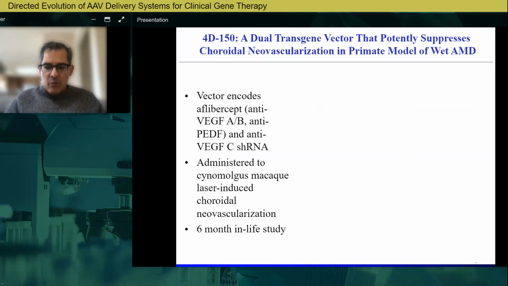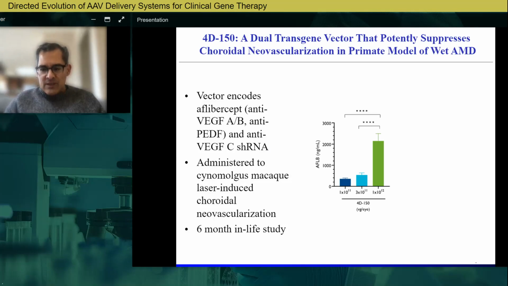Shown here is the result of a 6-month in-life study within non-human primates. This is a vascularization model that simulates wet AMD. And shown here in this center data panel, on the y-axis is the concentration of aflibercept. On the x-axis is the dosage of the gene therapy administered to this non-human primate. And you can see even at a dose of 10 to the 11th, it turns out there are therapeutic levels of aflibercept that are produced within the eye.